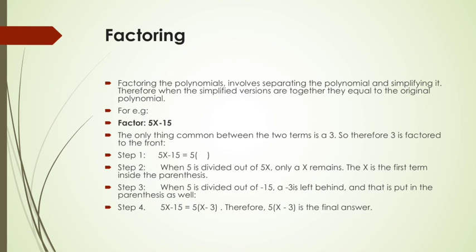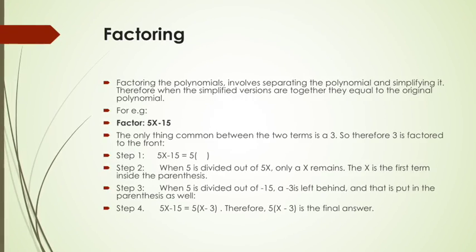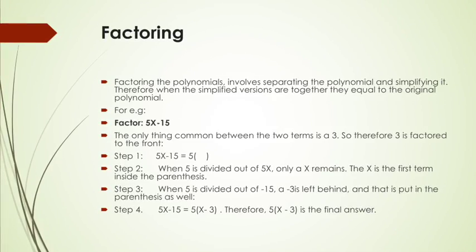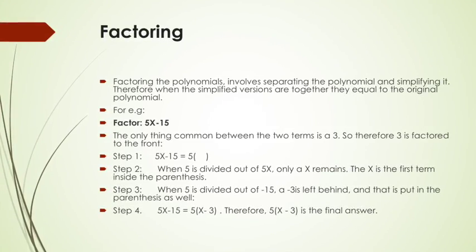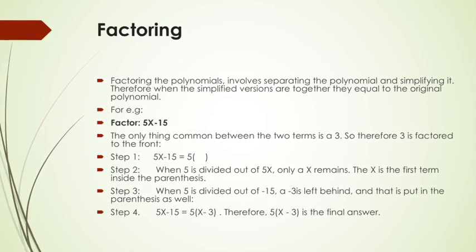Factoring polynomials involves separating the polynomial and simplifying it. Therefore, when the simplified versions are multiplied together, they equal the original polynomial. For example, factor 5x minus 15. The only thing common between the two terms is a 5. So therefore 5 is factored to the front.